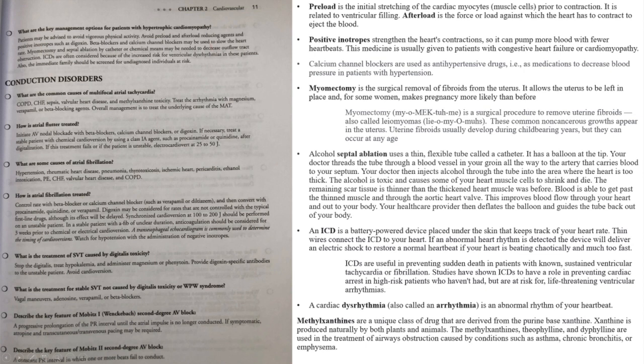Then they take the catheter back out of your body. ICDs are battery powered and keep track of your heart rate. If there's an abnormality, it will deliver an electric shock so your heart can beat normally again. They are considered because of increased risk for ventricular dysrhythmias, also called arrhythmias, in these patients. Also, the immediate family should be screened for undiagnosed individuals at risk.